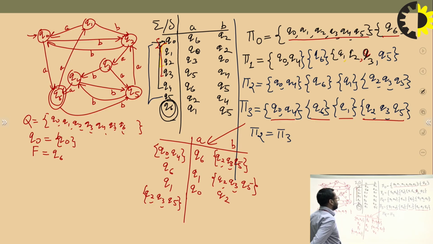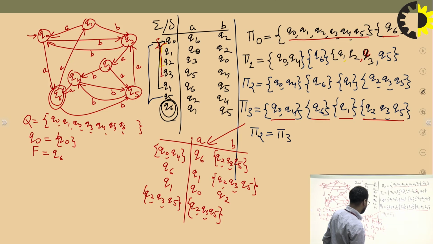After applying the input symbols A and B, for Q2, the input symbol A gives Q3, and Q3 is covered in the Q2, Q3 and Q5 state. After applying the input symbol B, Q2, Q3 and Q5 go to Q0, and Q0 is covered in Q0 and Q4. Q0 and Q4.